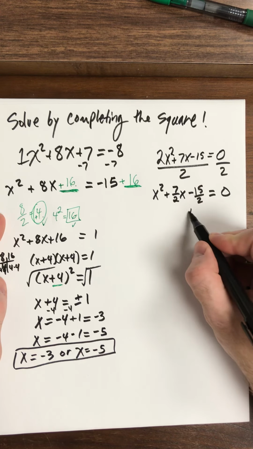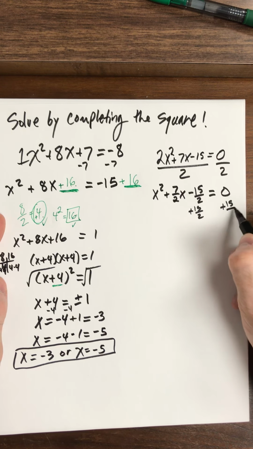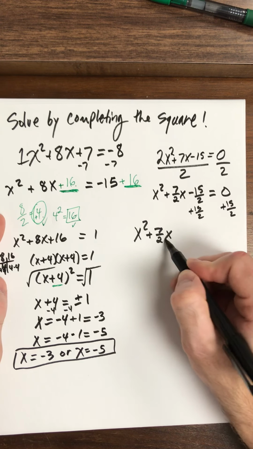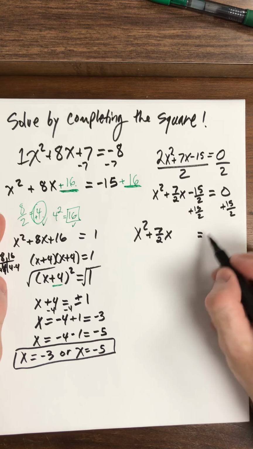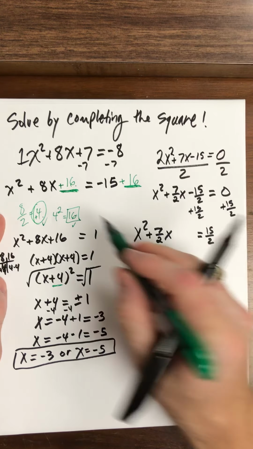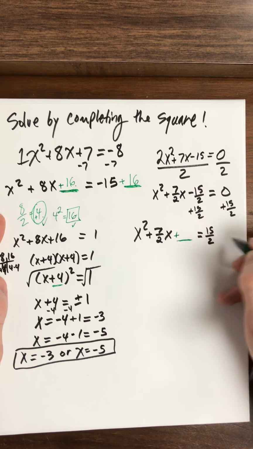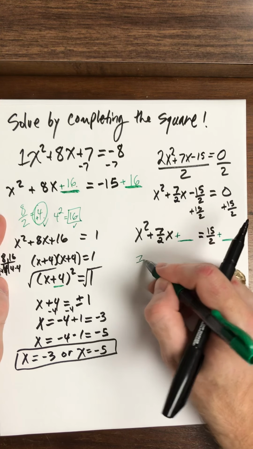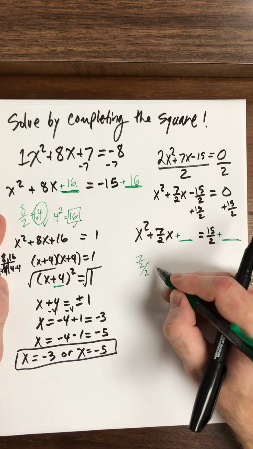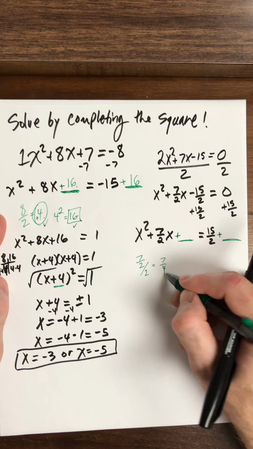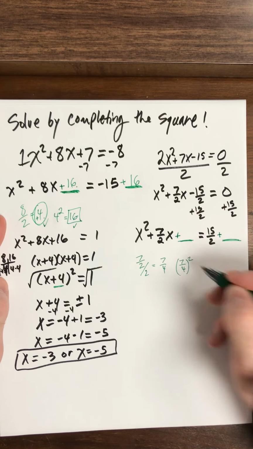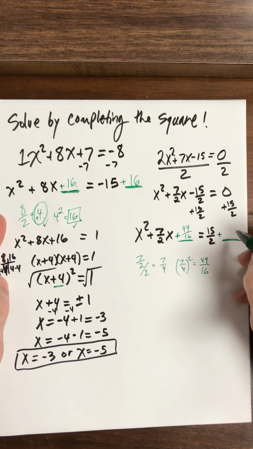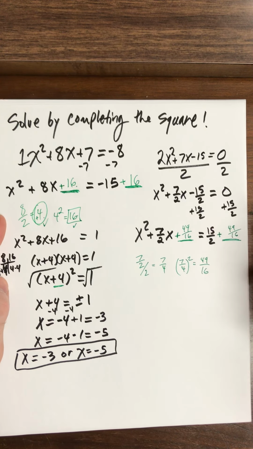Now I'm going to do the same thing again. I'm going to move the constant term over. So I have x squared plus 7 over 2 x, and I'm going to leave a little space, equals 15 over 2. So I put my little blank here, and I've got to add the same amount over here. Well, how do I get this number? I take the middle term, 7 over 2, and I cut it in half. So half of 7 over 2 is 7 over 4, and then I square 7 over 4, which is 49 over 16. So 49 over 16 added here, 49 over 16 added there.